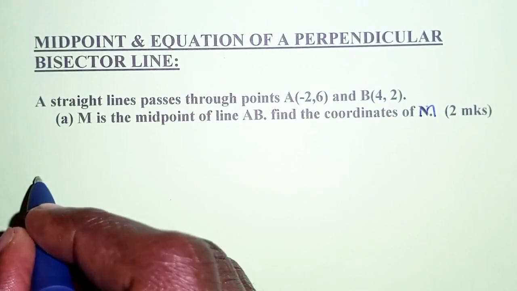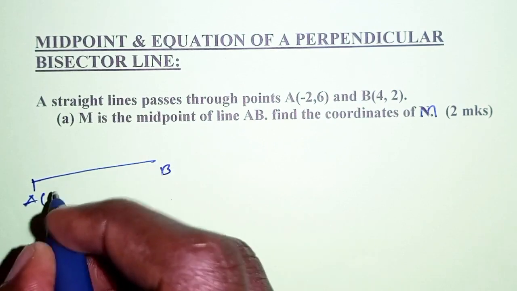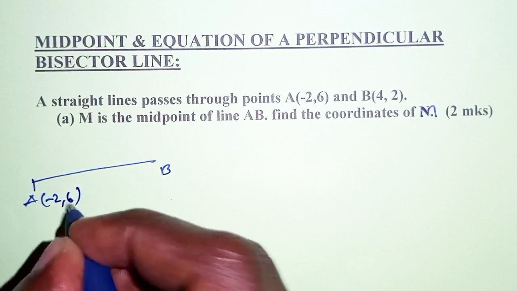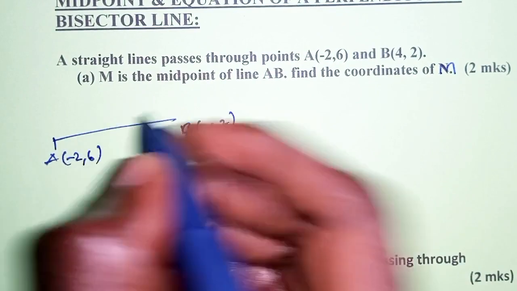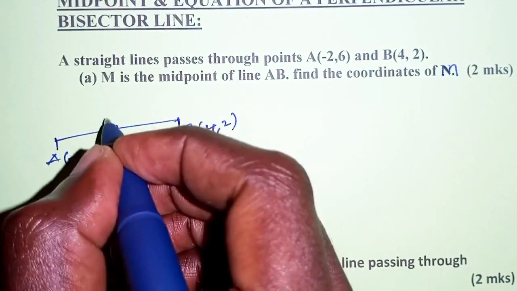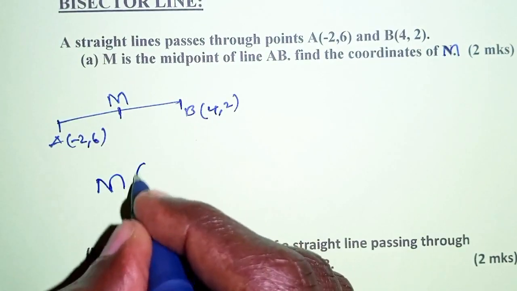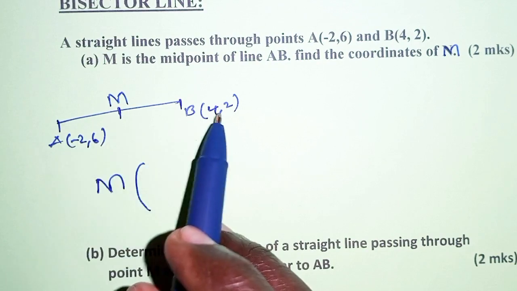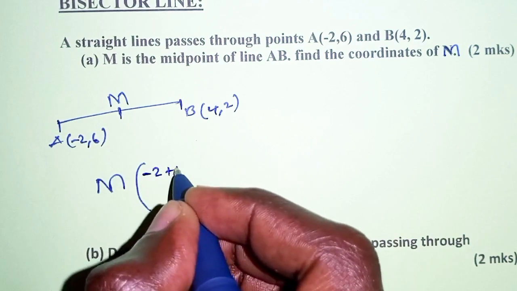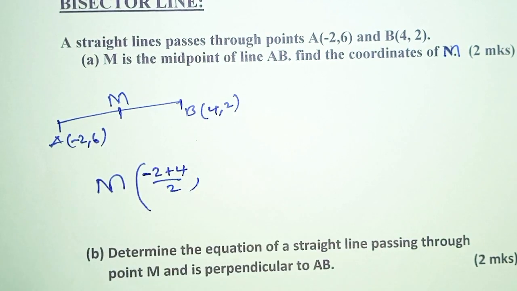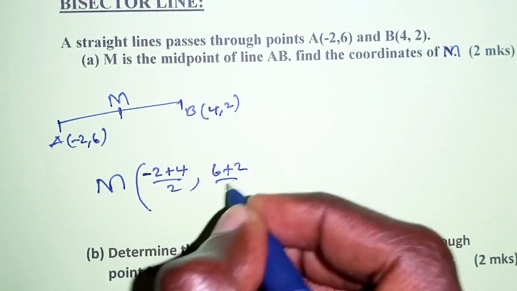So we have line AB. The coordinates of A and B are given. So we have -2, 6 for A and then 4, 2 for B. And then we are required to get the midpoint, that is right in the middle between A and B. So the midpoint is obtained as follows. We take the values of x, add them up and then divide by 2. So we have -2 plus 4 over 2, and that will give us the x coordinate. And then we'll also take the y coordinates, add and divide by 2, 6 plus 2 over 2.